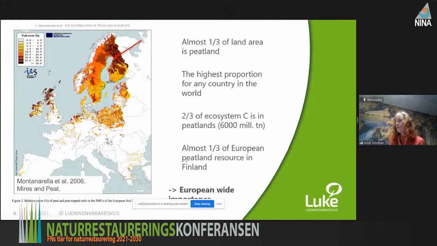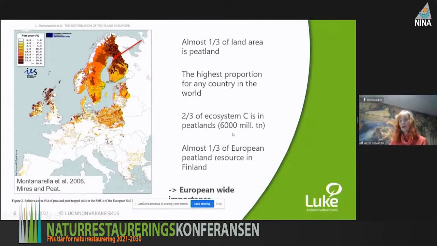And then one more 1/3 number, so you will be totally confused. Almost 1/3 of European peatland or peat resource is also in Finland. Which means that it's really of European-wide importance, considering the greenhouse gas emissions coming from peatlands, what we do here in our country, or also considering the peatland biodiversity, because such a significant amount of peatlands are in Finland.